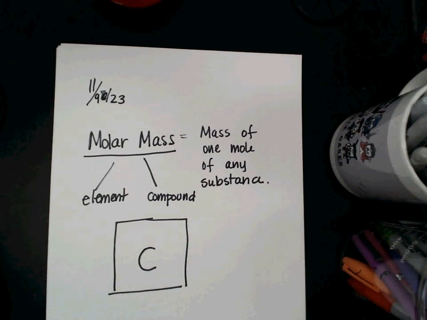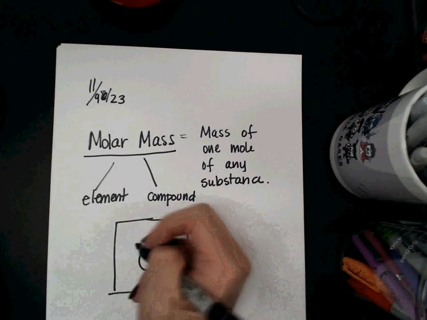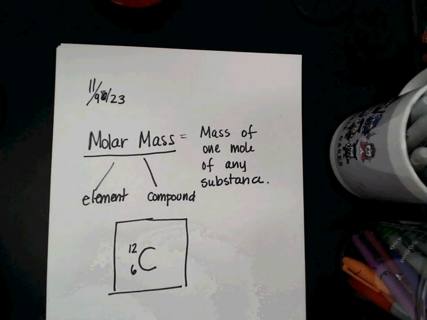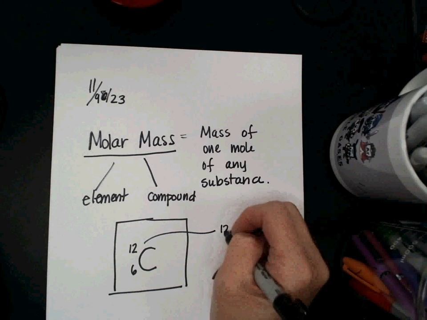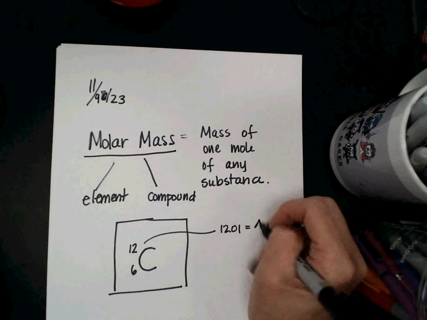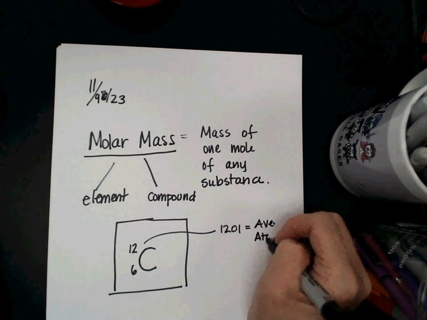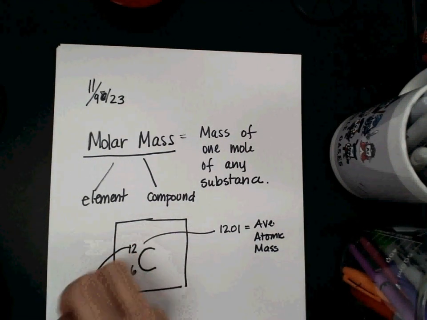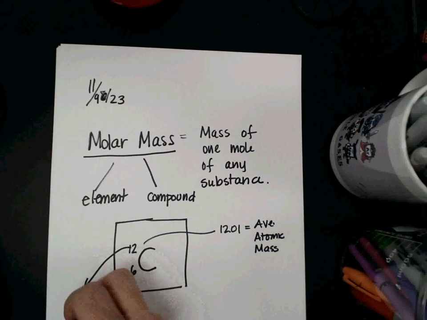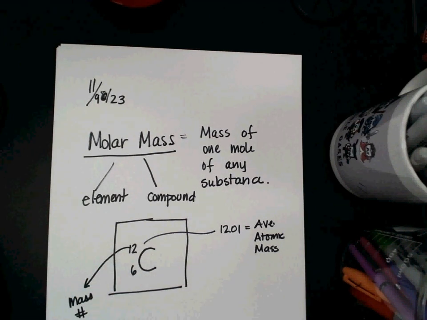If I go to carbon, it's 12 and 6. If I really look on your periodic table, and we're rounding to get that 12, what is carbon really? 12.01 or something like that? Yeah. So really, that would be called its average atomic mass. This is its mass number, and we know this is atomic number.